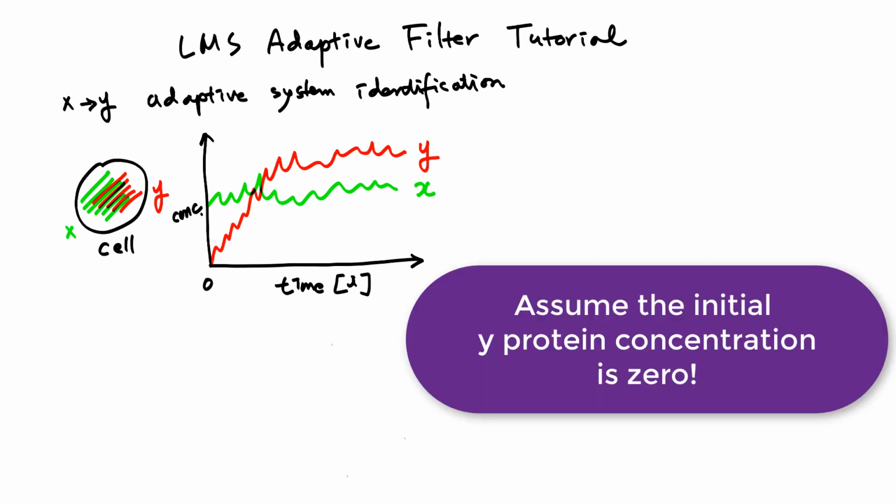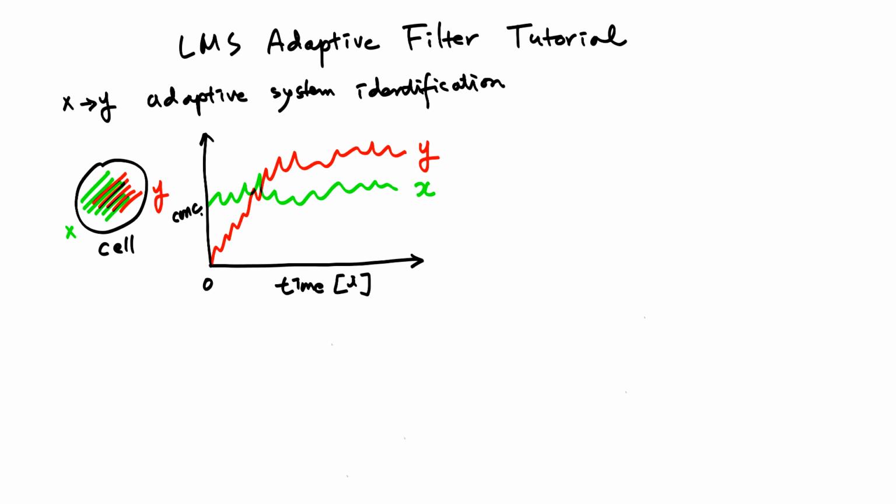Since we will not be doing this experiment, we will simulate. An equation for that is this. Y of i is equal to a1 of i, x of i minus 1, plus b sub 1 of i times y of i minus 1.